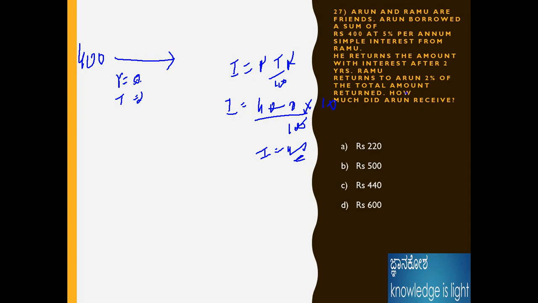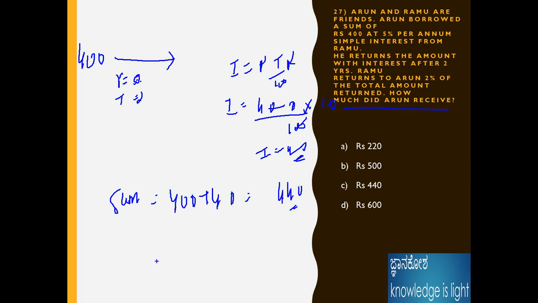After he has given, how much does Arun receive, neglecting the 2% of the amount he gave? Here Ramu returns 2%. The sum is the initial 400 plus the interest 40. The amount should be 440, friends.